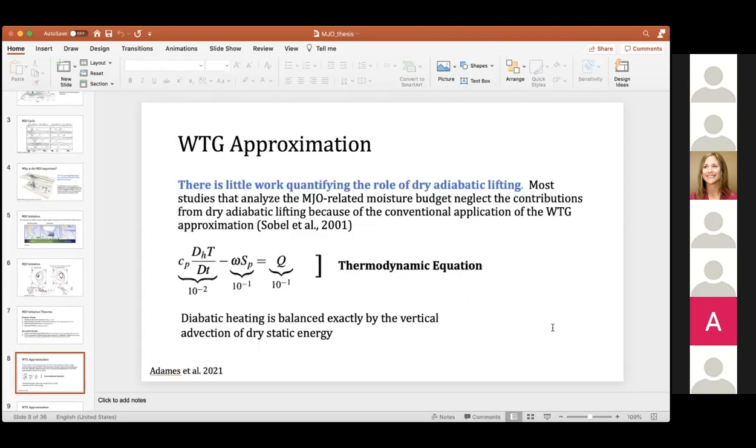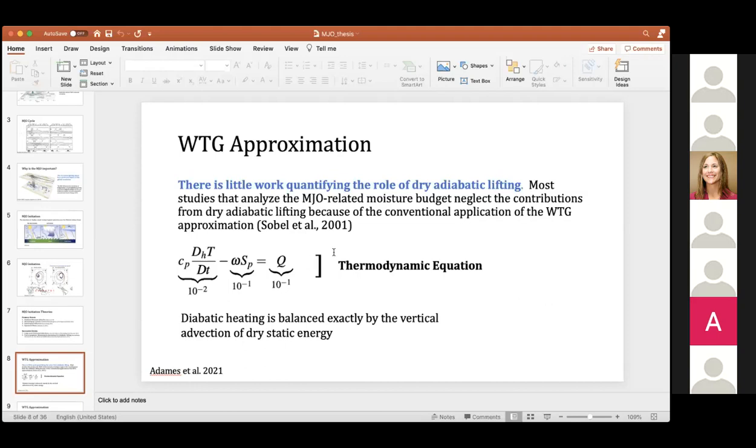So here we go into a little bit more of the theory of these MJO studies. Many of these previous studies pertaining to the MJO assume the weak temperature gradient approximation, which I'll shorten to WTG. And what the WTG approximation is, is the balance between diabatic heating and the vertical advection of dry static energy.